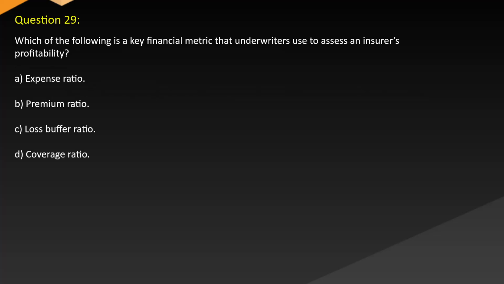Question 29. Which of the following is a key financial metric that underwriters use to assess an insurer's profitability? A. Expense ratio. B. Premium ratio. C. Loss buffer ratio. D. Coverage ratio.